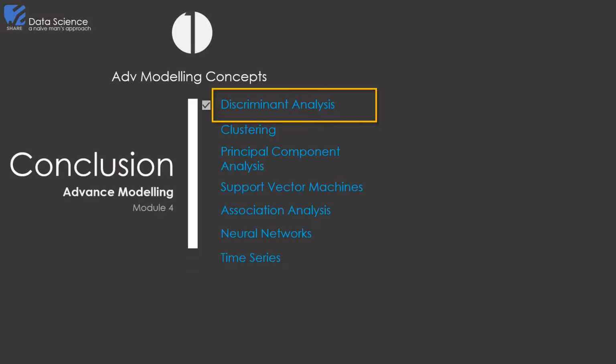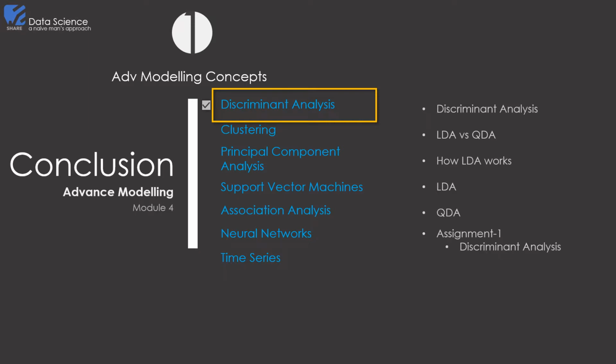Alright folks, that was all from discriminant analysis. So let's quickly revise what we have covered so far. We first understood what discriminant analysis is. Then we saw the difference between LDA and QDA. Then we saw how LDA works, wherein we saw how LDA chooses the decision boundary and what the discriminant score is. And then lastly we covered QDA. Now let's move further and do an assignment on LDA and QDA in R.